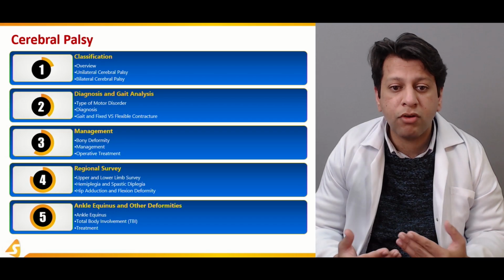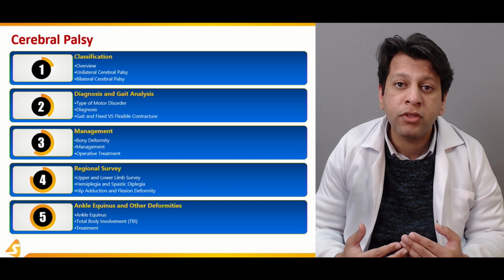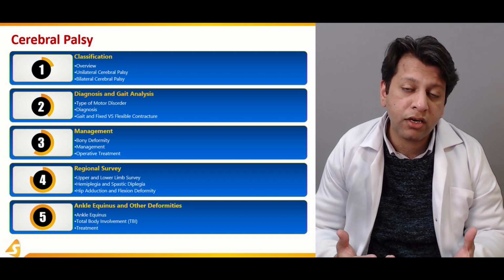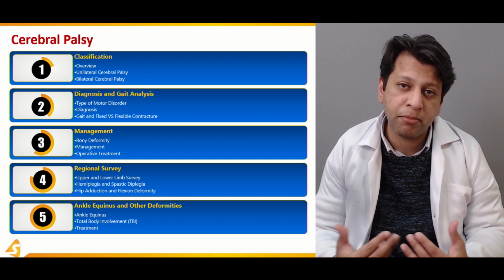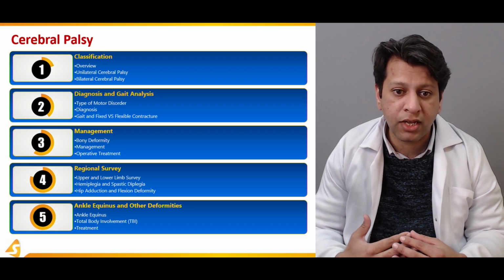Now, the treatments of the bony deformities which are associated with cerebral palsy are for musculoskeletal abnormalities such as contractures, foot and ankle deformities, spine deformities, and hip deformities. We'll be briefly going through the management in the third section.